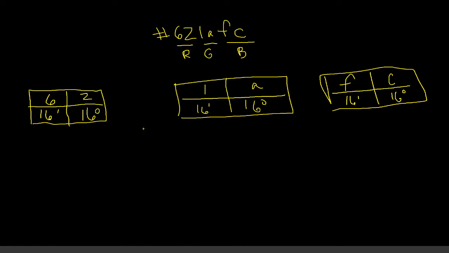All right, so 2 times 1 is 2. 6 times 16 is 96. So this is 96 plus 2. Our red intensity is 98.